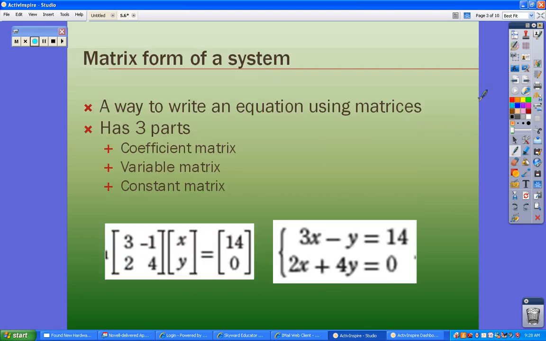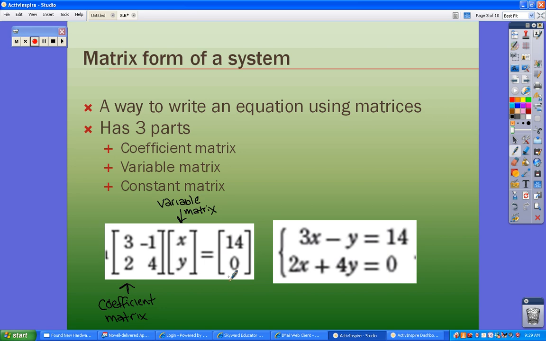First of all, what you need to know is that this is a system. We can write it using matrices. This is called a matrix form of a system, or a matrix equation. This is a way to write it out. It has 3 parts. You need to know these parts. This is the coefficient matrix. This is the variable matrix. And this is the constant matrix.